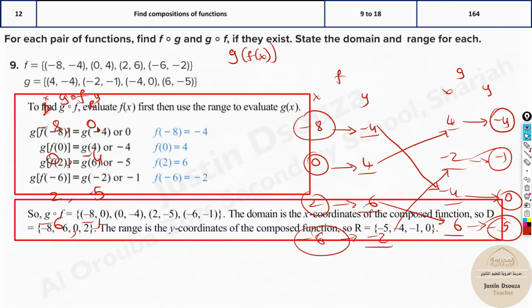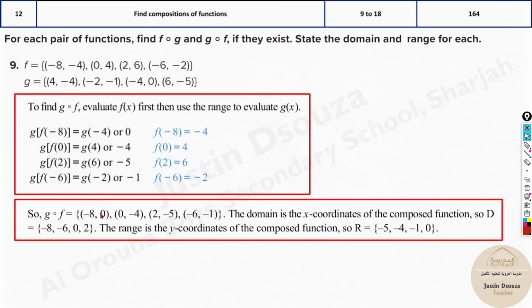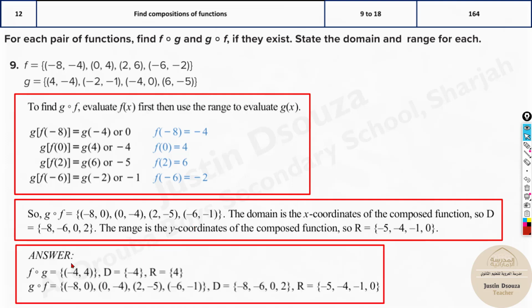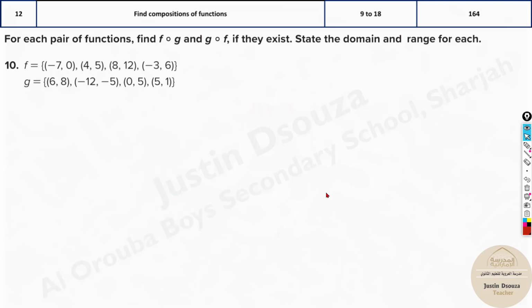You can see over here, minus 8, 0; 0, comma, minus 4; 2, comma, minus 5; and lastly minus 6 and minus 1. So the domain over here is all these x values and range is all the y values. So the first one, we just had one coordinate, right? Minus 4, 4. That's the answer. For the second one, we have 4 and 4. So that's how we solve this. These are just simple, the same thing over here.